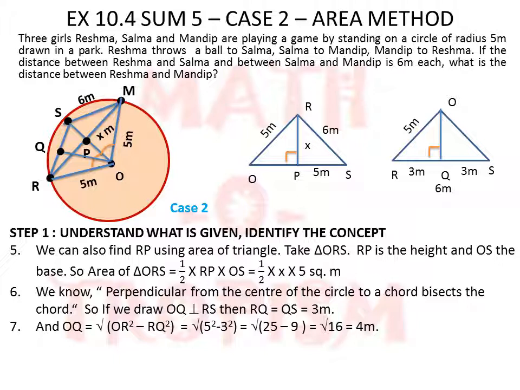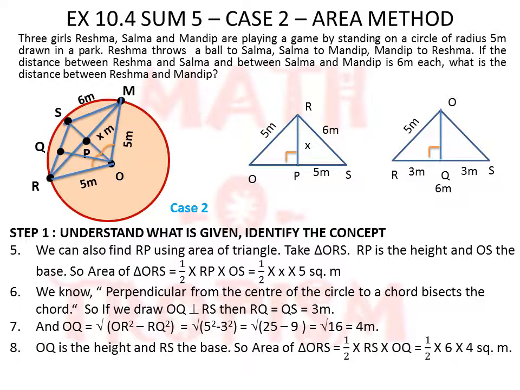Now in the same triangle with R as the vertex and OS as the base, I have half into base into height, which is half into 5 meter into x. Similarly, with O as the vertex and RS as the base, I have half into base into height, so half into 6 into 4. Equating these two, I can find the value of RP, which is x. Once we find x, RM is twice of x. So that means here we will be using this method.